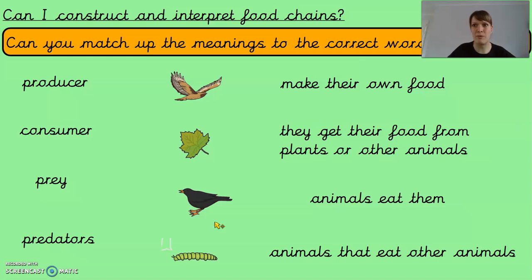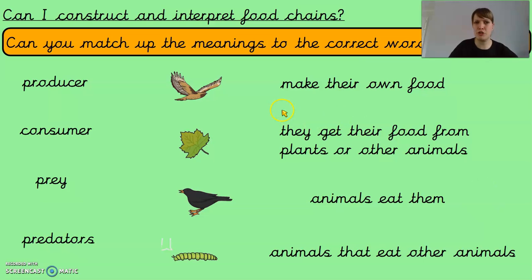Okay, welcome back and well done for giving that a good go. So, let's do producer first. First of all, I'm going to read all my definitions. So, they make their own food. They get their food from plants or other animals. Animals eat them, and animals that eat other animals. Okay, so the definitions here are quite broad, aren't they?